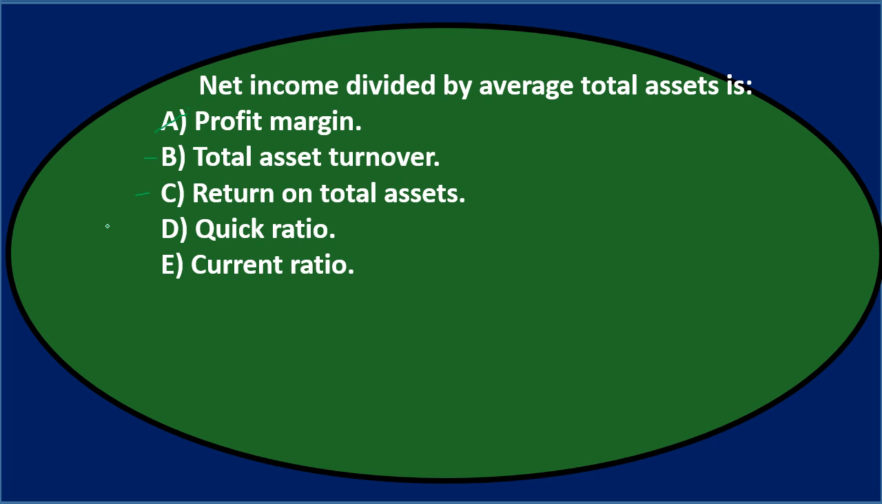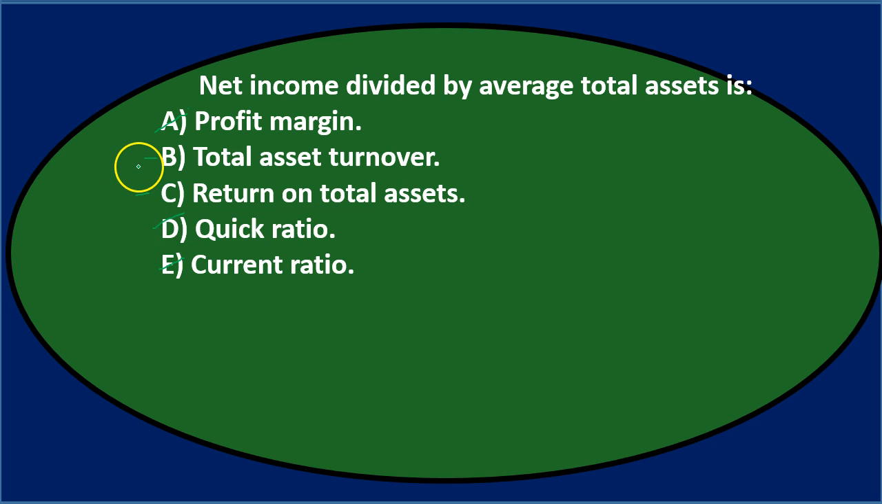Next one says quick ratio. That's got assets in it, but it's going to be the quick assets divided by the current liabilities. And again, that's probably one we should know pretty well. Current ratio and the quick ratio. And those don't seem right here. This isn't the calculation for the quick ratio or the current ratio. So we should be able to eliminate those and break it down to B or C. Net income divided by average total assets is.